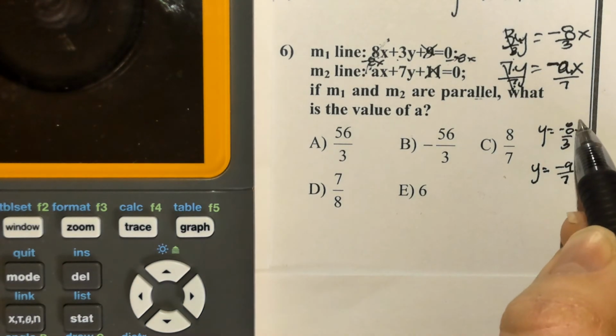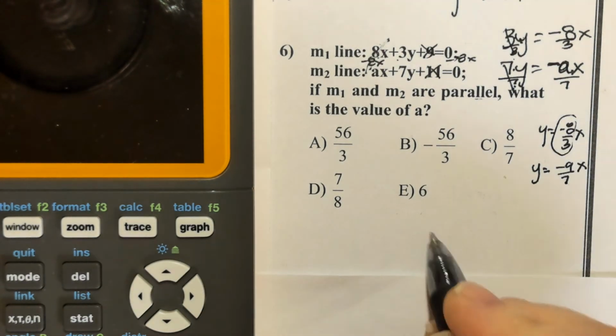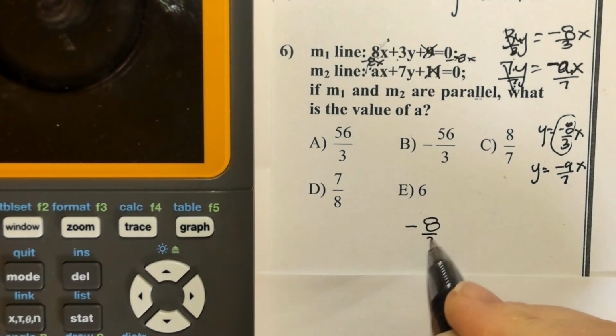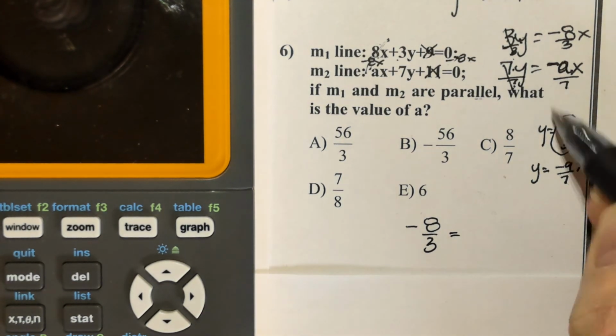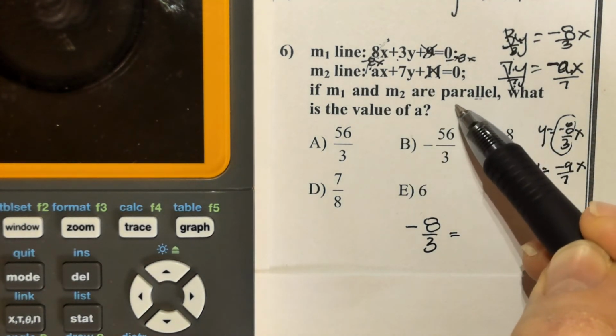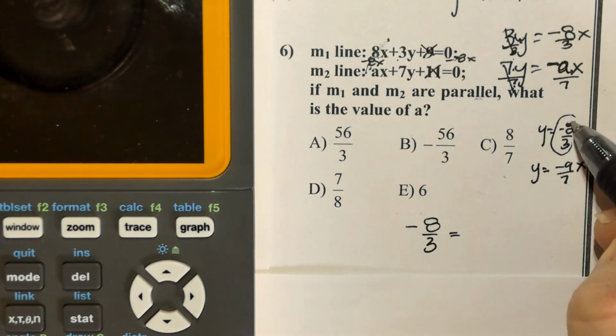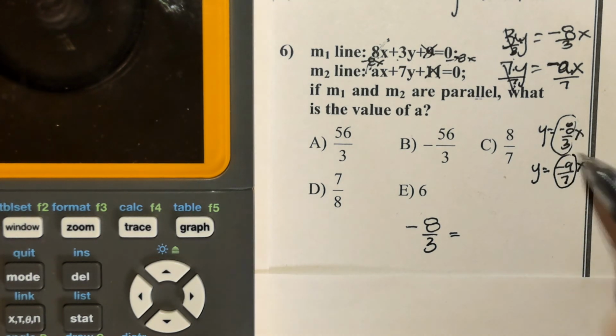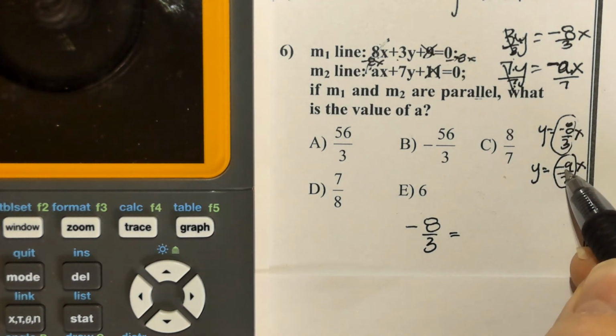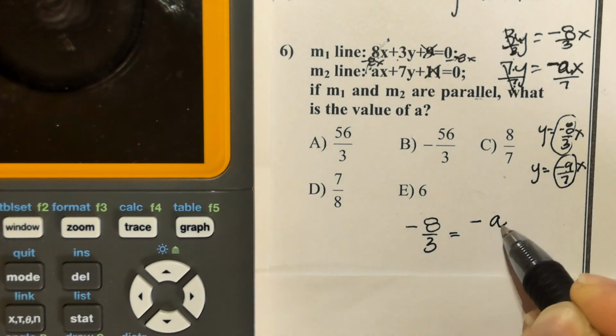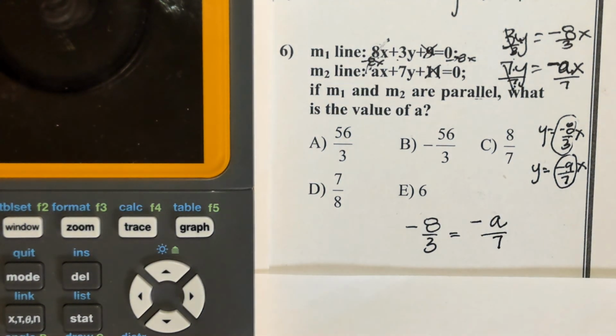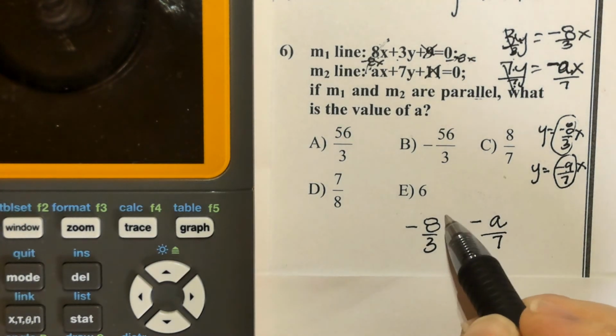So what I get to do is take this fraction, negative 8/3, and it says if they're parallel, we need to know that the slopes have to be equal. So this number has to be the same as this number. This number has to equal this number. And now I'm going to use cross multiplying to do this.